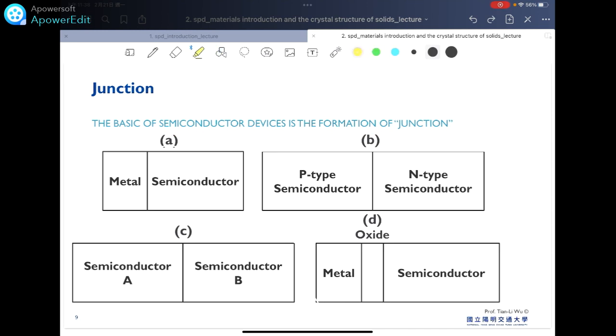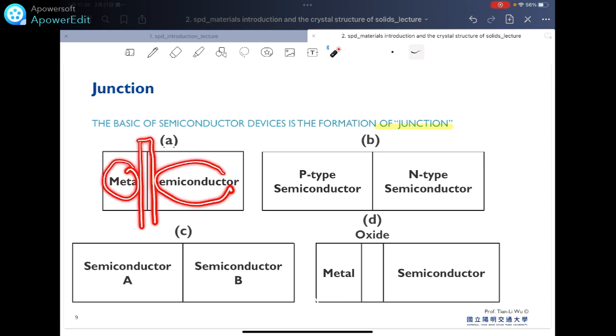So we need to consider all kinds of different junctions. The first one is metal and semiconductor. If you have a semiconductor material and then put the metal on top, you will form a junction here. So that's for sure. We need to understand what happens at this interface.